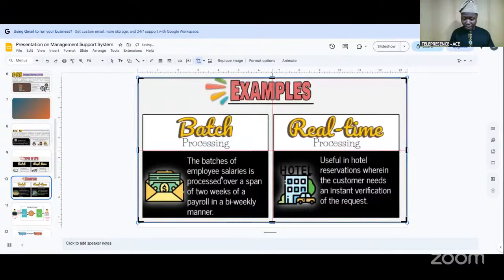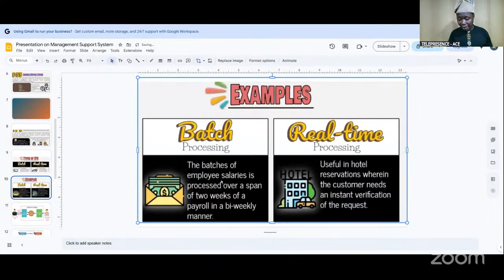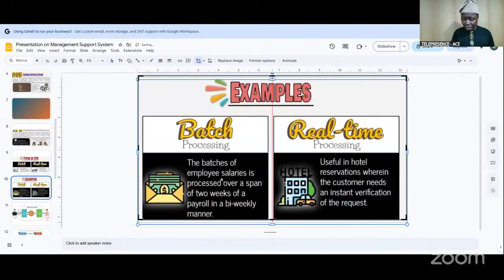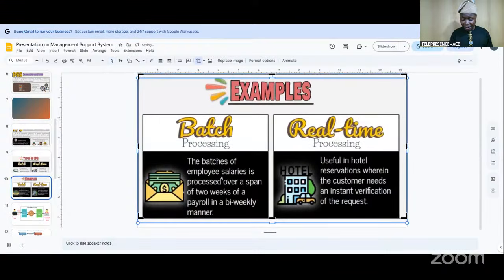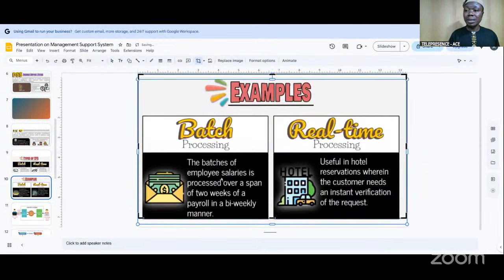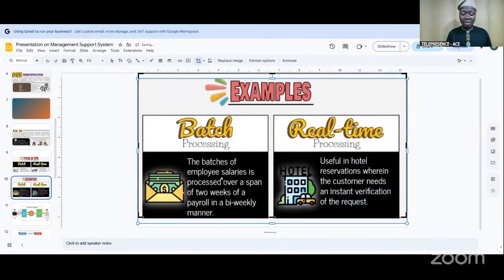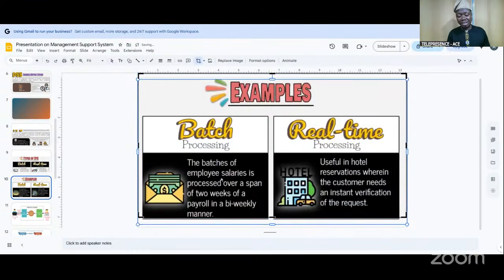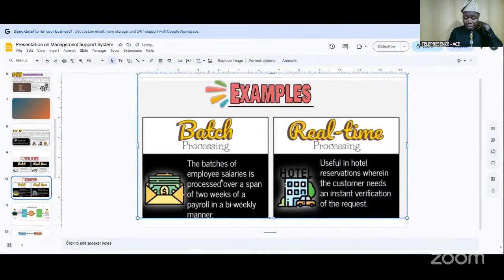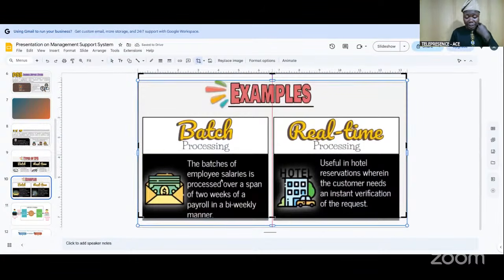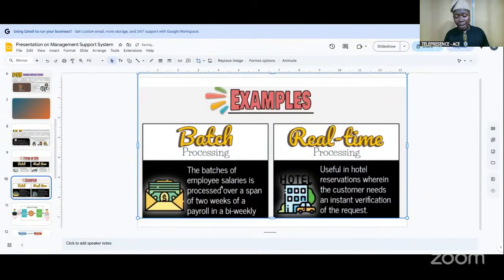So this example is useful in hotel reservation, the customer, and the instant verification of the request. Then for the batch, the batches of employee salary are processed over a span of 2 weeks, or payroll biweekly.